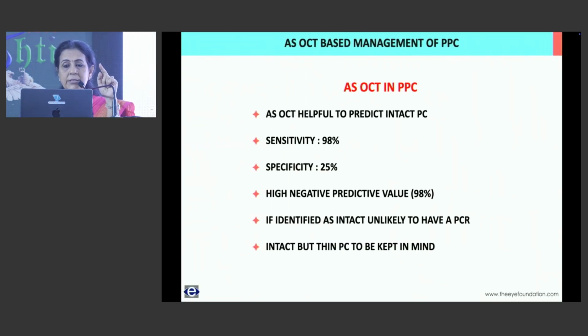So what did we understand? ASOCT is helpful in predicting with an intact PC. In 98% of the cases, it is sensitive, which is very important. So you will not go wrong if you do a hydrodissection there. Specificity: out of 16 cases, 4 cases only had PCR, whereas all should have had PCR. So the specificity is only 25%. In other words, the negative predictive value is high at 98%, and if it is an intact PC, it is not likely to have a PCR.